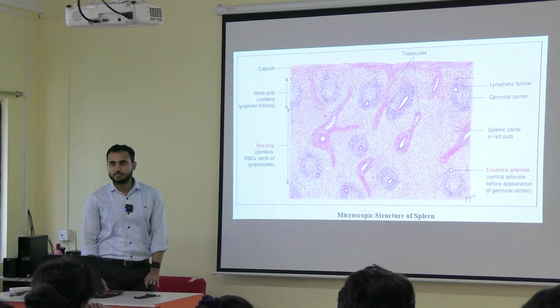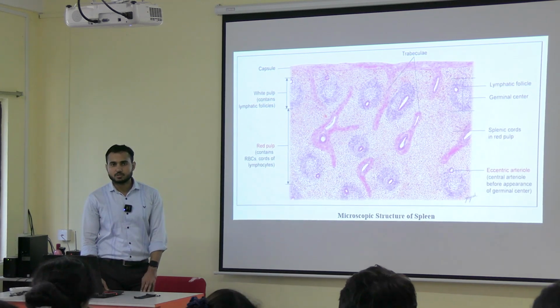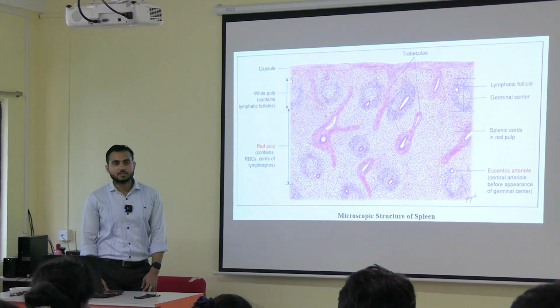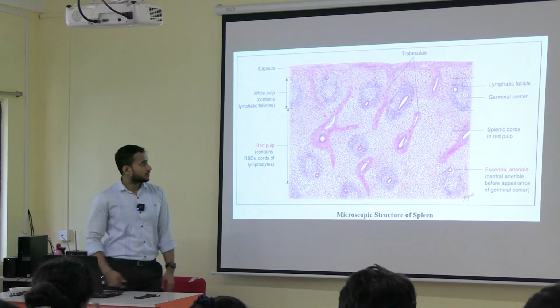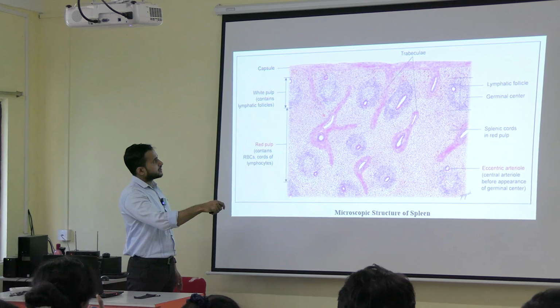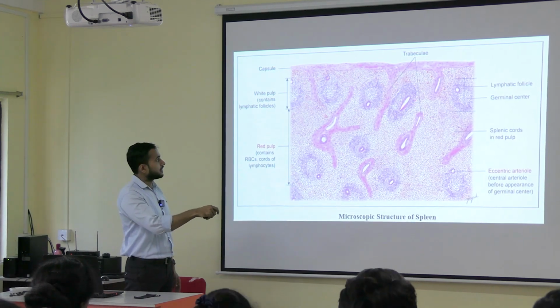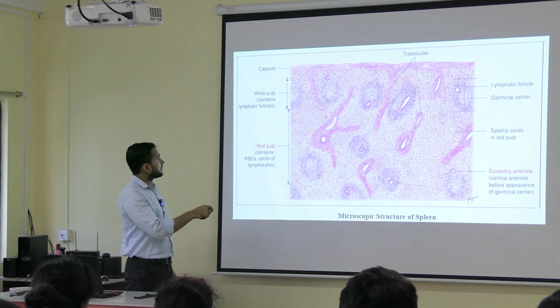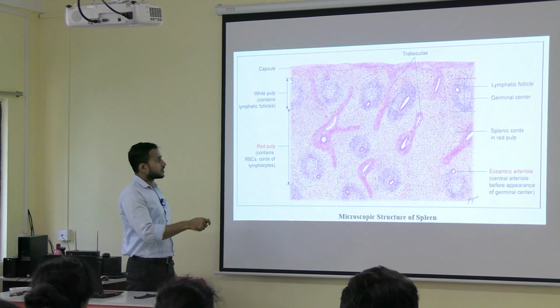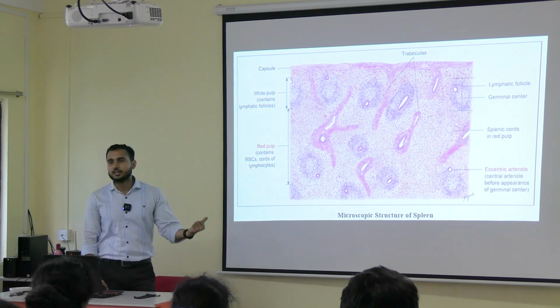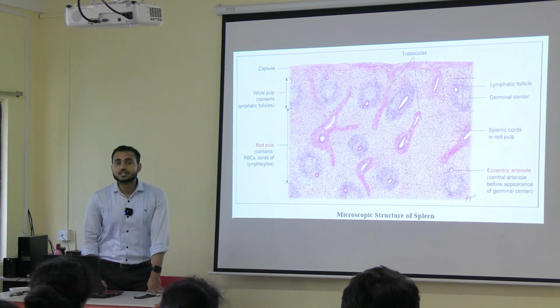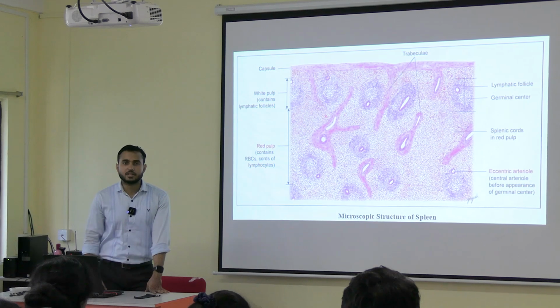Next, what can you see in the diagram? Can you see the red pulp? Can you see the white pulp? So where will the white pulp be? Where is the white pulp present? So what is this? Is this white pulp or red pulp? Yes, this is white pulp. So how can you identify that this is white pulp? Because it is darkly stained, that also basophilic.